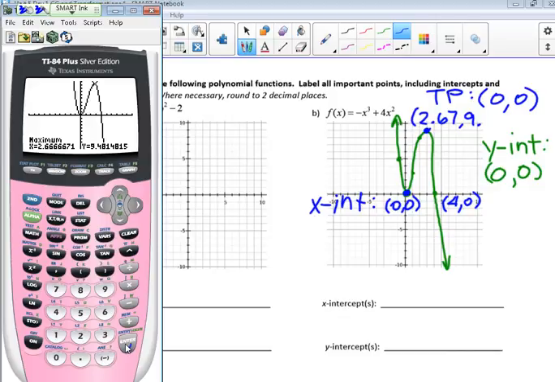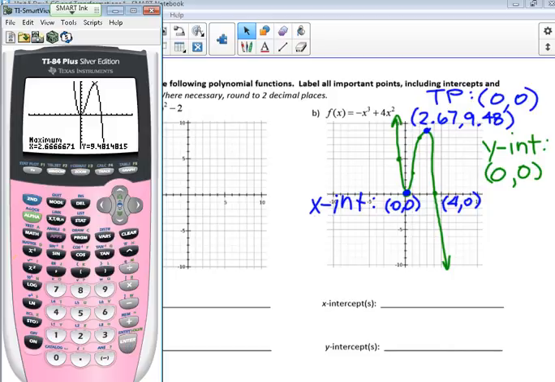2 decimal places. 9.40. Excellent. Questions? Comments? Concerns? Okay. How do I do this now?